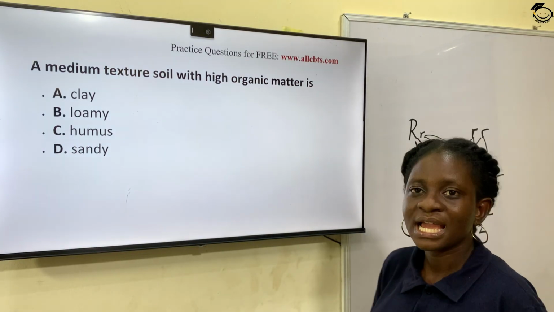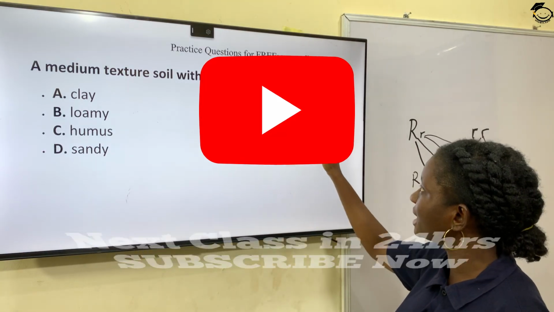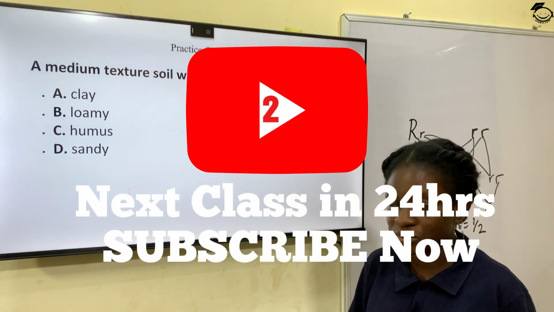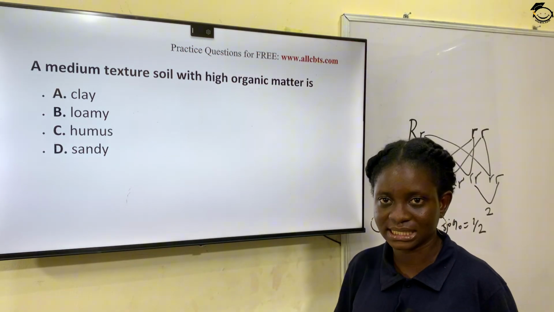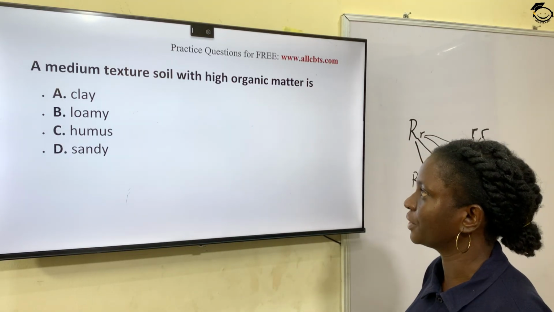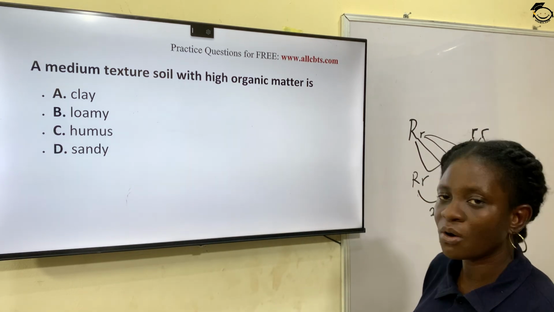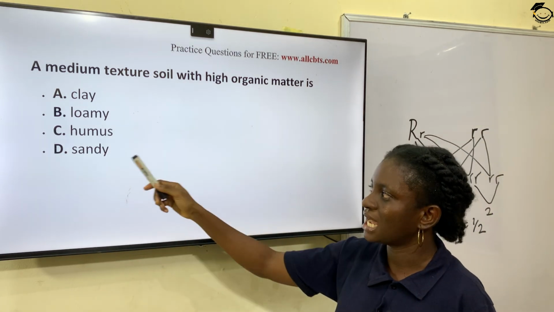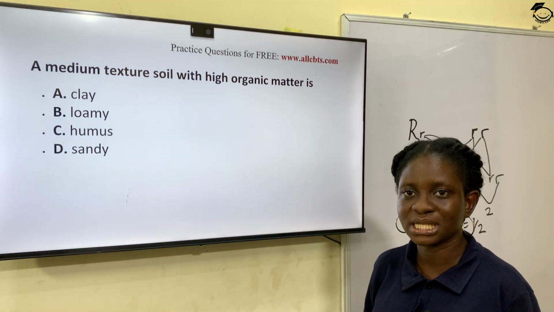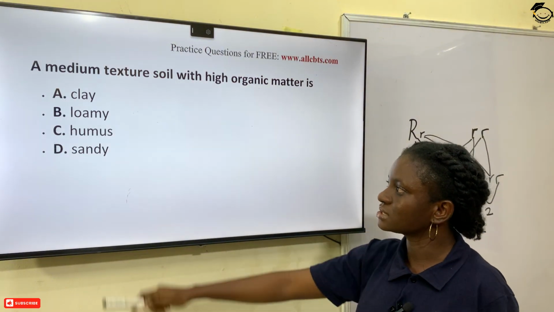Next question. A medium texture soil with high organic matter is, we have different types of soil. We have the clay, sandy, humus soil, and loamy soil. But a medium texture soil with high organic matter is known as the humus soil. It has high organic matter that helps to improve plant growth. Option C is the correct answer.